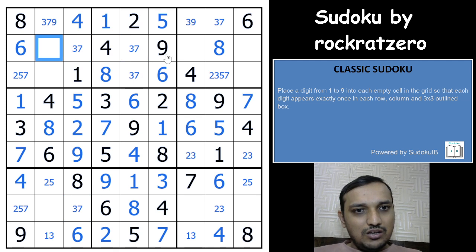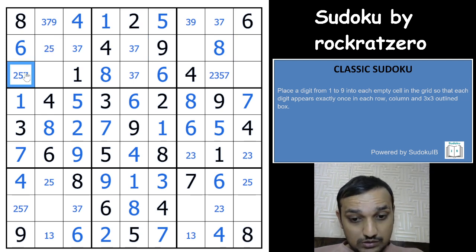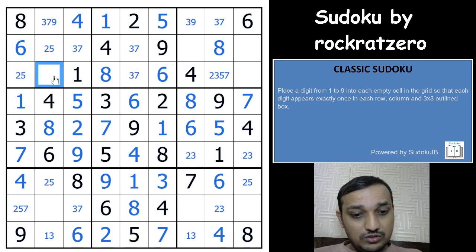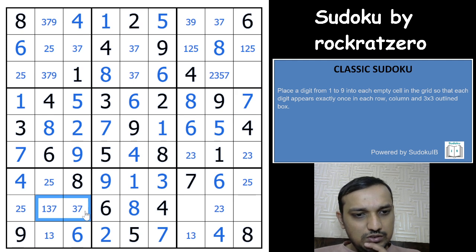So let us see. 1 2 and 5 here. We get 1 2 and 5. This is 2 5. You have a 2 5 pair here, so this is 3 7 and 9. You have a 2 5 pair here, so this is 1 3 and 7. 1 2 and 5. So 1 7 is in one of these two cells. 1 3, okay. I'm not sure if still this is solvable.